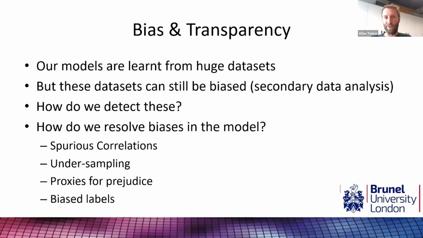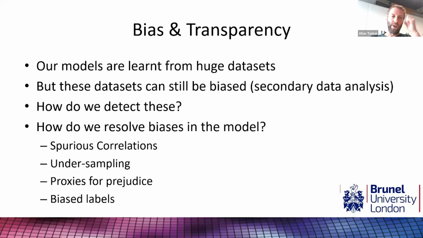And bias can mean lots of different things. For example, it could be that there are spurious correlations, implicit correlations. We may have undersampling of certain populations within the data. There could be proxies for decisions within the data that could actually reflect prejudiced attitudes. The labeling may be biased in some ways and could be inconsistent. So there are many different things that we could look at and see as biases.